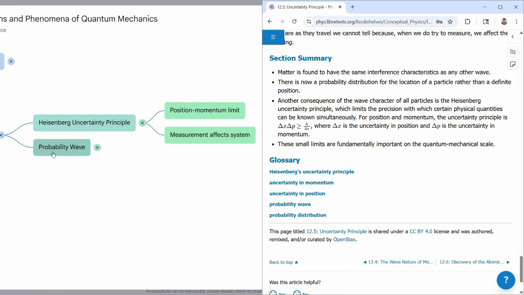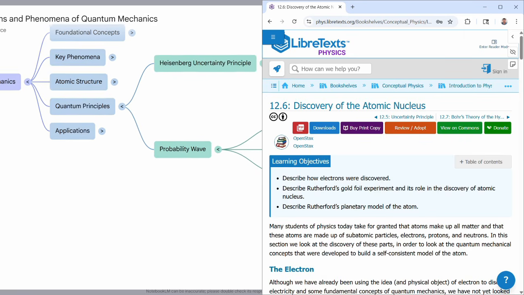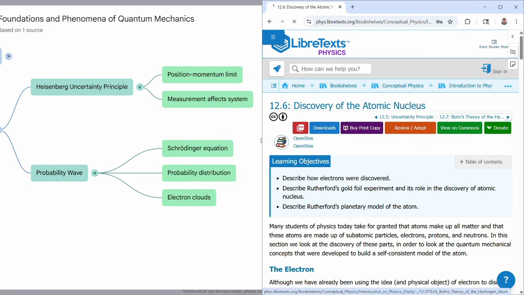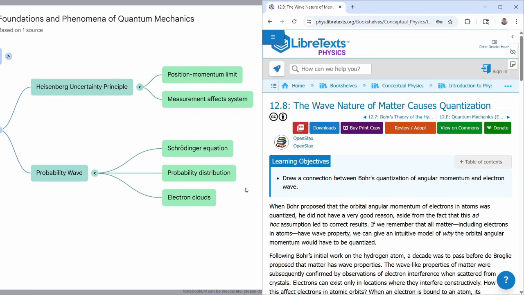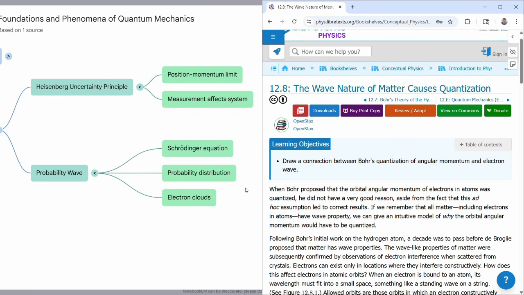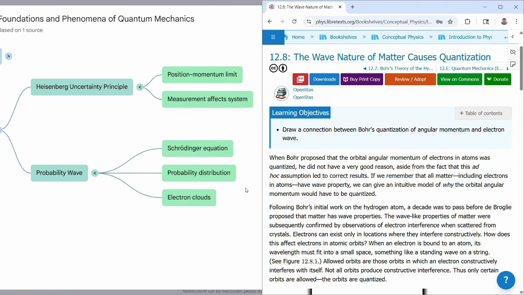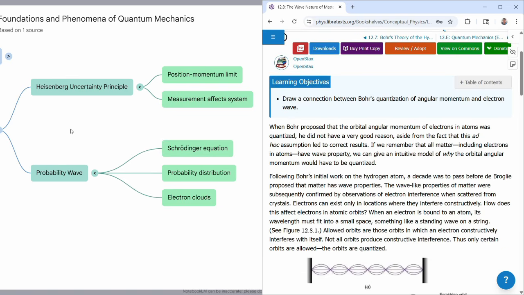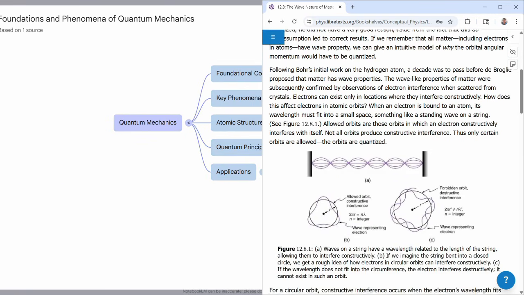Now, this note, probability wave, I think it covers things discussed in one of the later sections. I think section 12.8, the wave nature of matter causes quantization. That's the last section in the chapter, sort of wrapping up everything we look at in this chapter, including what's covered here under atomic structure.